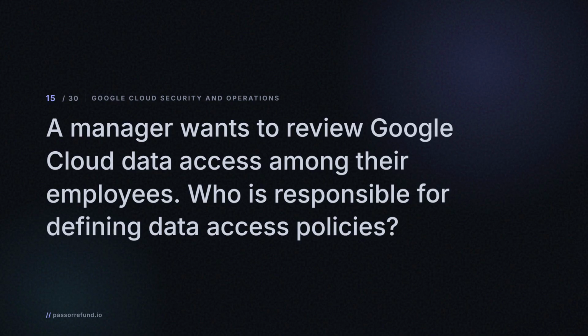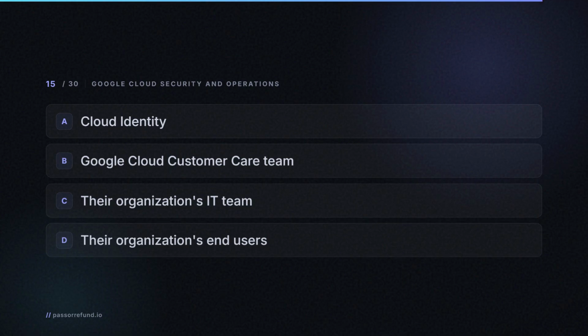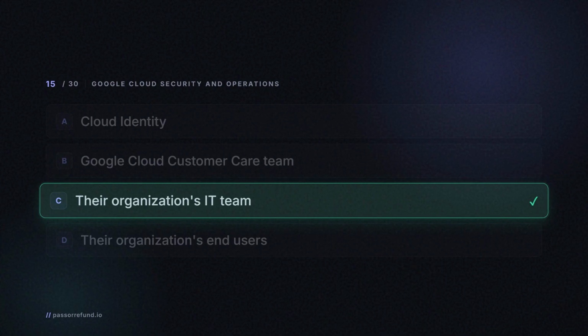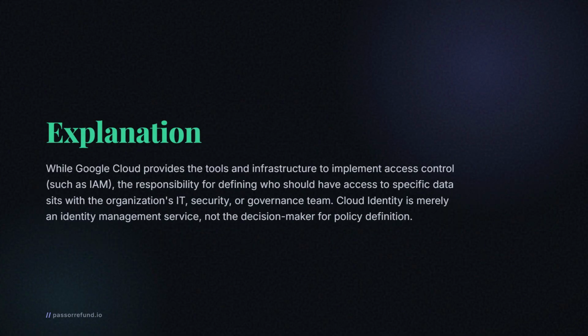Now, consider this. So, a manager wants to review Google Cloud data access among their employees. Who is responsible for defining data access policies? The answer is C. While Google Cloud provides the tools and infrastructure for access control, like IAM, it's really up to the organization's IT, security, or governance team to decide who gets access to what data.